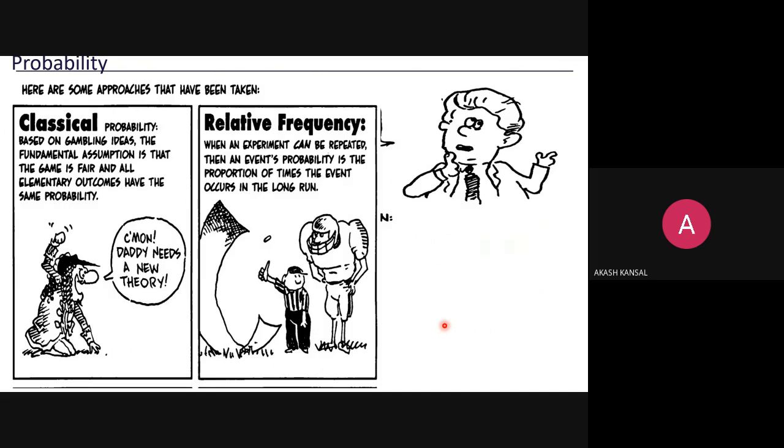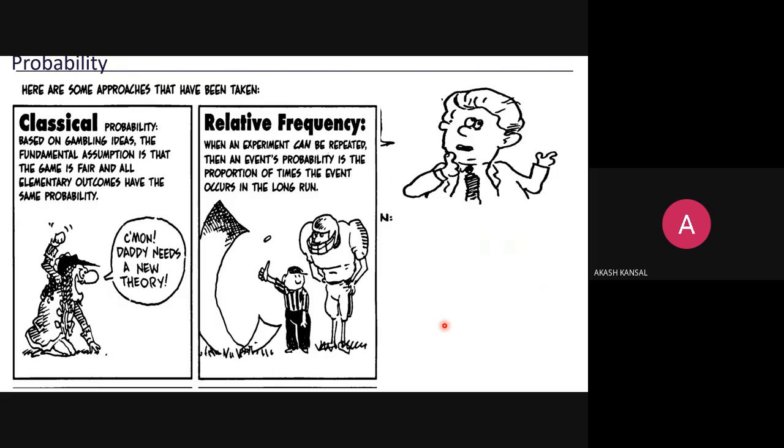So now let's discuss some of the approaches that have been taken up till now. Classical probability is the one that we had discussed earlier, where the Chevalier de Méré was comparing two events and seeing that the likelihood of both of them occurring is the same. That is classical probability. So classical probability assumes that the elementary outcomes have the same probability, which means the probability of getting 1, 2, 3, 4, 5, 6 when one dice is rolled is the same, right? So that is classical probability.